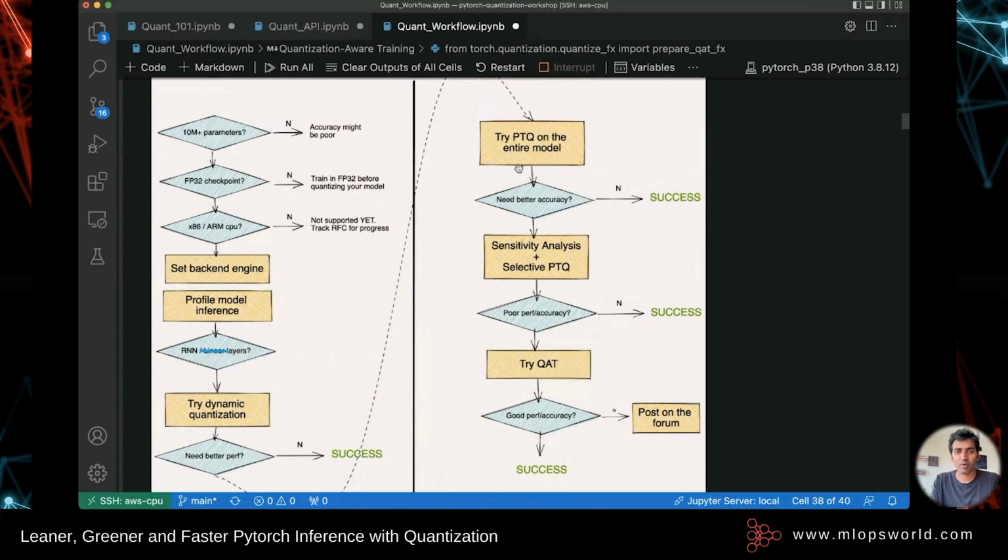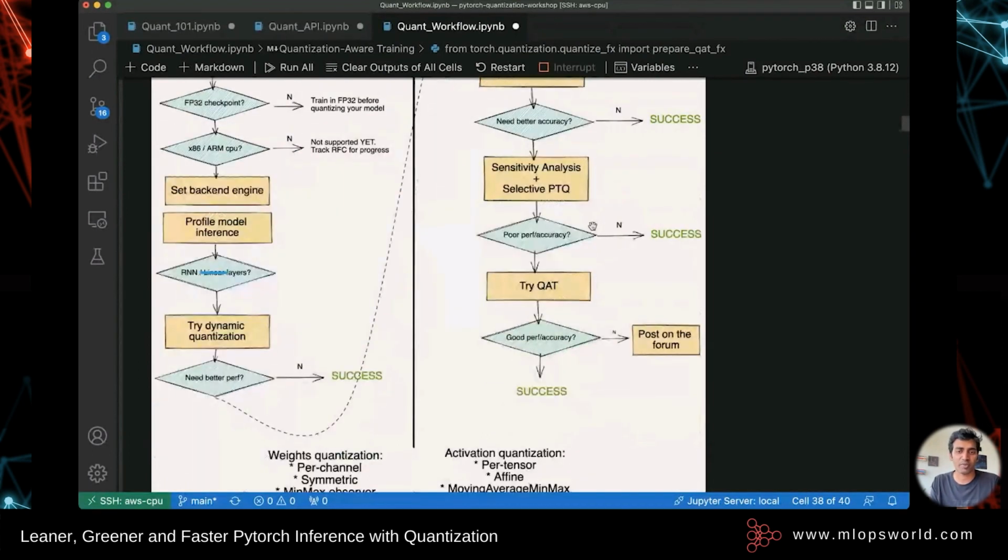But if we want better performance, that is, if we want the model to be faster or occupy less memory, we try static quantization on the entire model. This will reduce accuracy typically. So if we want to reduce how much accuracy degradation happens, we do selective quantization. That is, we identify which layers are most sensitive, and then we disable quantization for them over here. And if you're still not happy with the performance or accuracy, we try quantization aware training, the most effort intensive step.